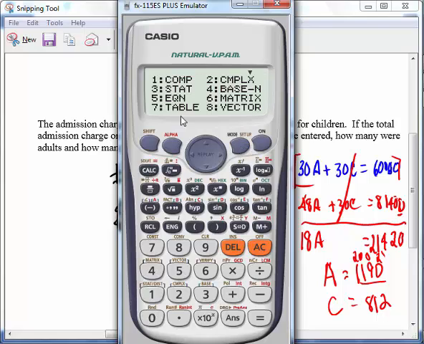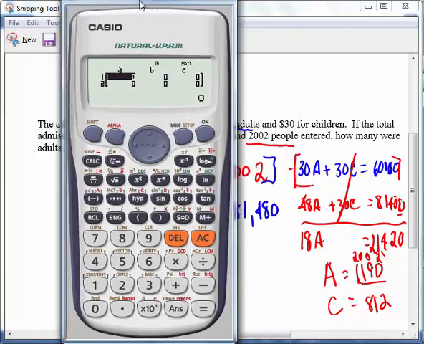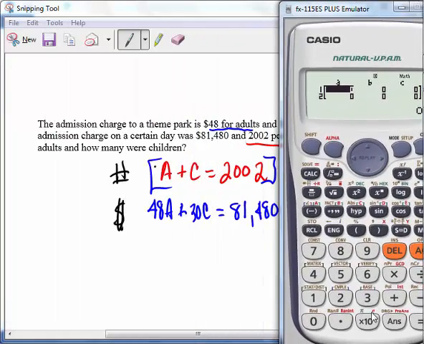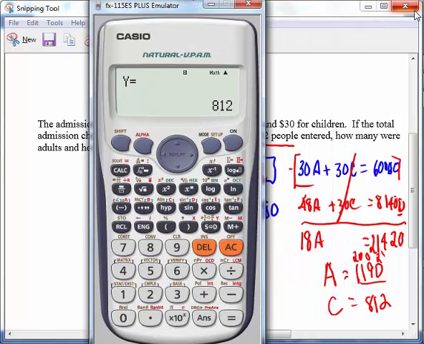So we go mode, equations, and this is two equations and two unknowns again. Our first equation is 1, 1, 2002, then 48, 30, and 81,480. And we get 1,190 adults and 812 children. Next one.